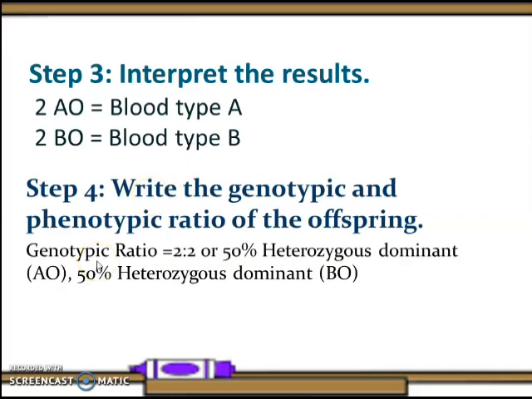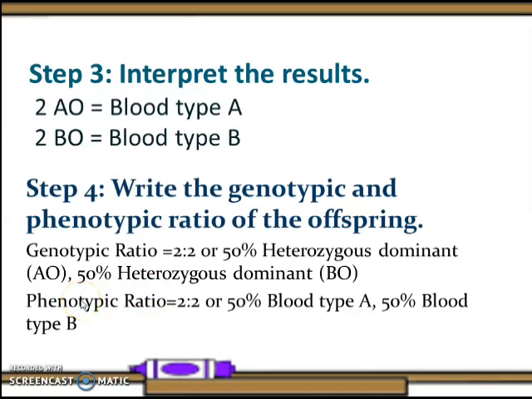So we have a genotypic ratio of 2:2, or 50% heterozygous dominant AO and 50% heterozygous dominant BO, and the phenotypic ratio of 2:2, or 50% blood type A and 50% blood type B. The possible blood types of their children are type A and type B.